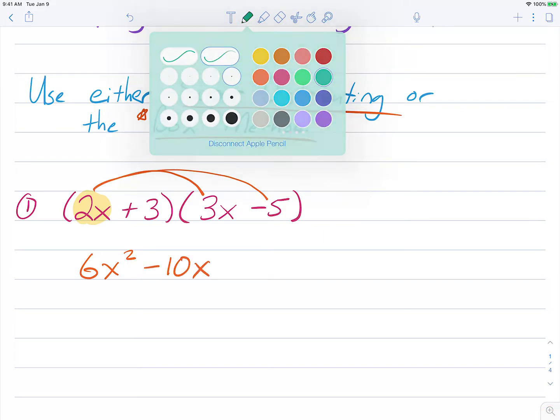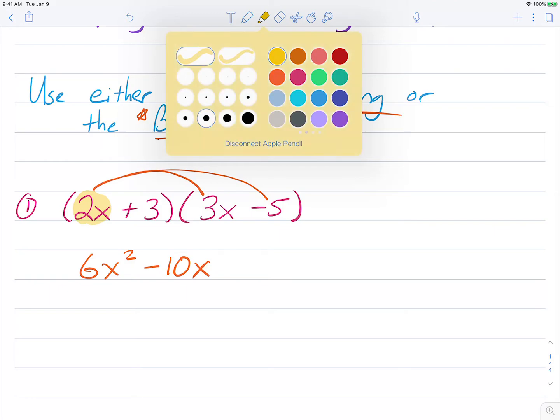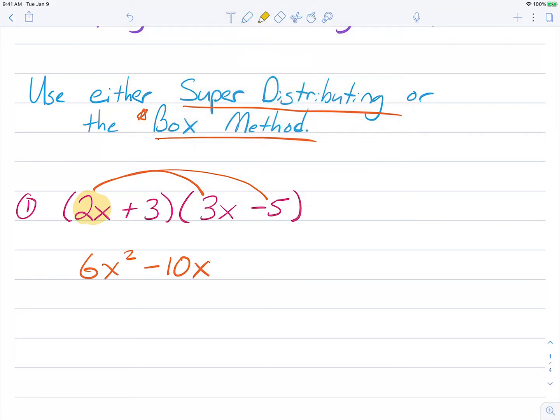But then I still have another term in my first parentheses. I have this plus 3. So now I'm going to multiply everything in the second parentheses by a positive 3. So 3 times 3x gets me 9x, and 3 times negative 5 is negative 15.